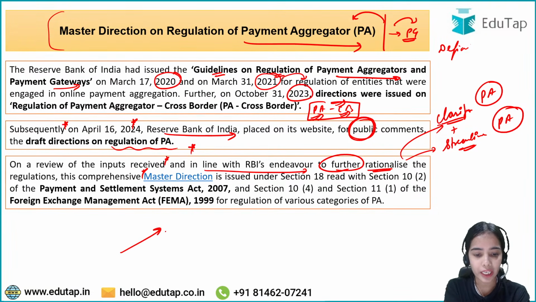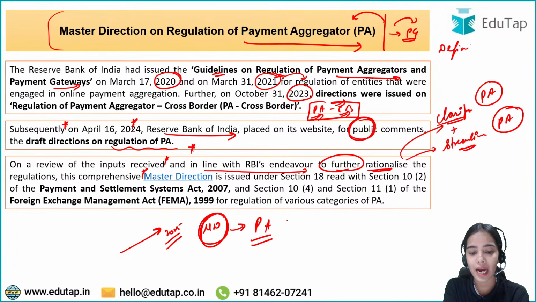So RBI in 2025 has now released the detailed, comprehensive master direction for the payment aggregators. This is released with the power that the RBI has under the Payment and Settlement Systems Act 2007 and the Foreign Exchange Management Act 1999. Okay, so this is the idea.